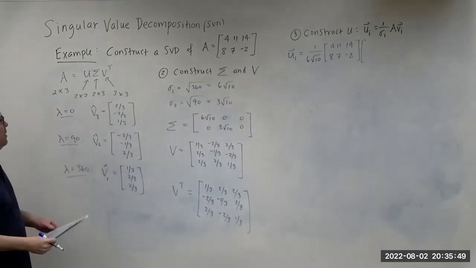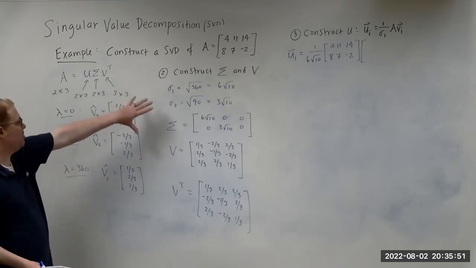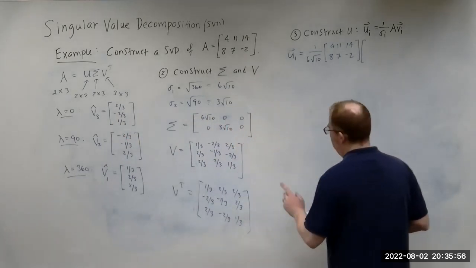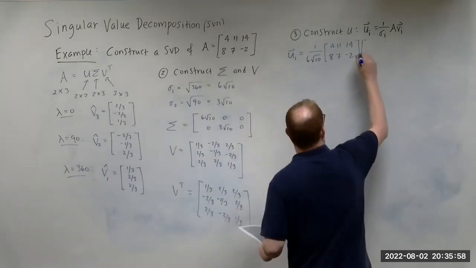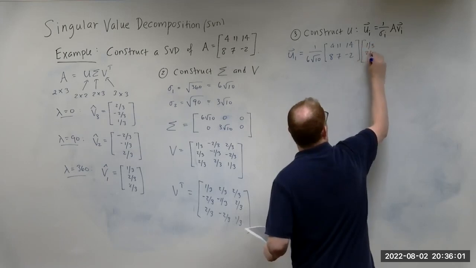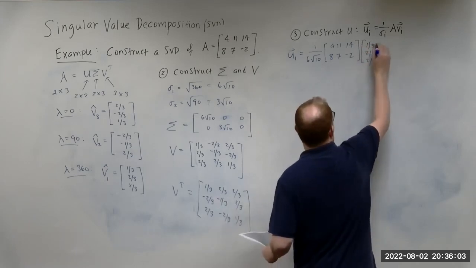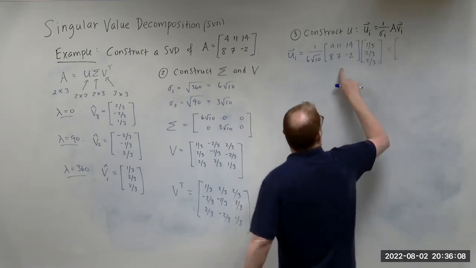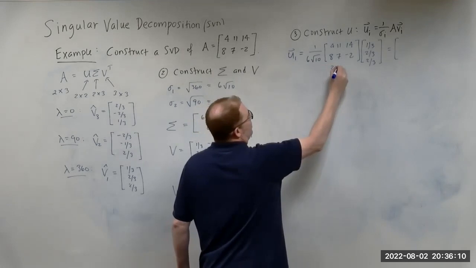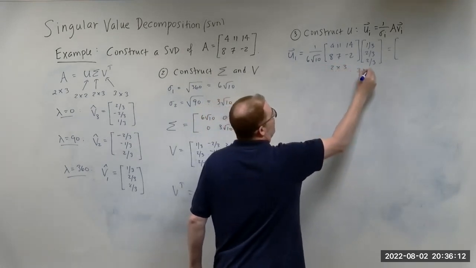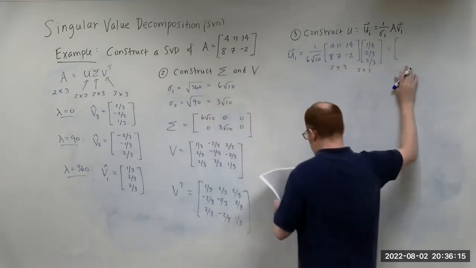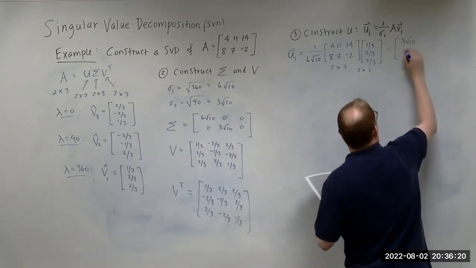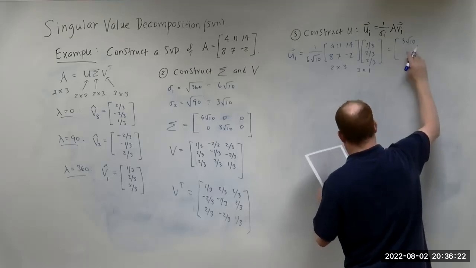Again, sometimes it's better to construct these first and then worry about U at the end. So U1 will be this. So it's 1/3, 2/3, and then 2/3. Okay, so this is going to give us a 2/1 matrix, since this is 2/3 and this is 3/1. So we end up getting 3 root 10 and 1 root 10. Sorry, 3 over root 10.